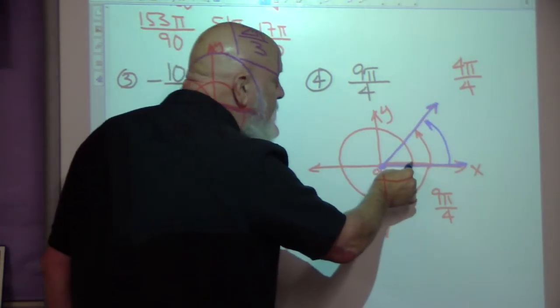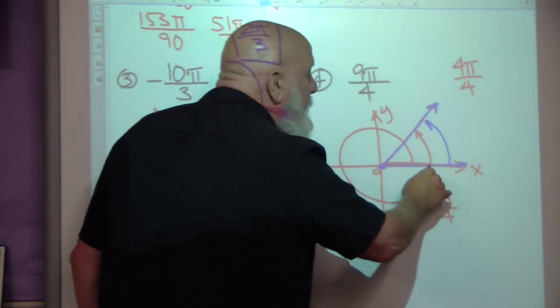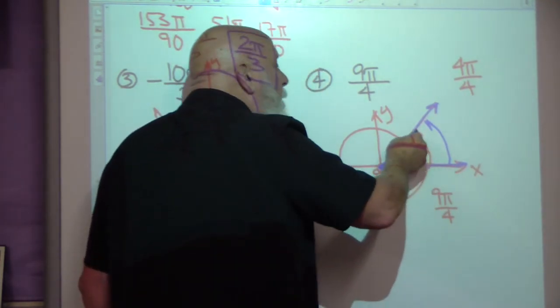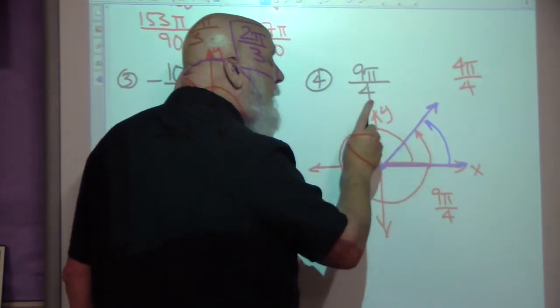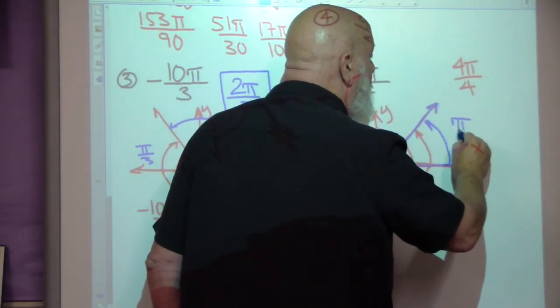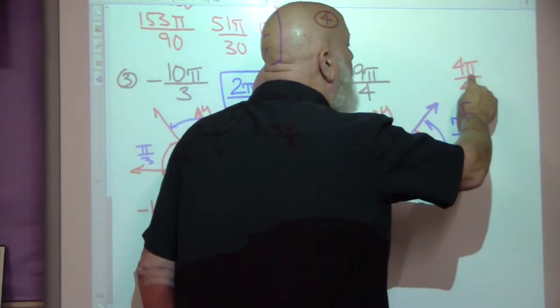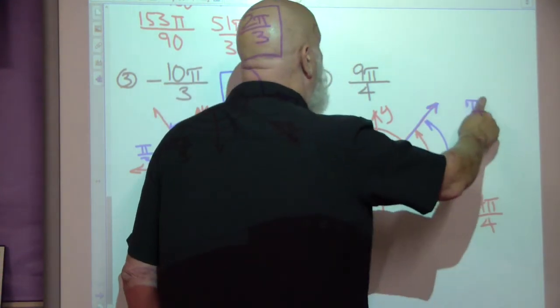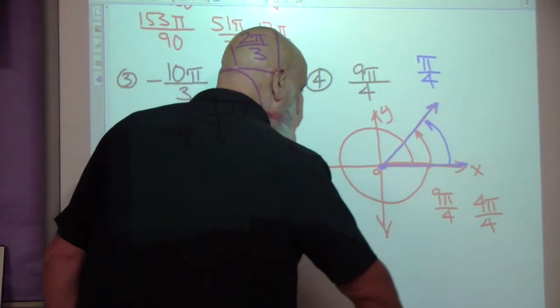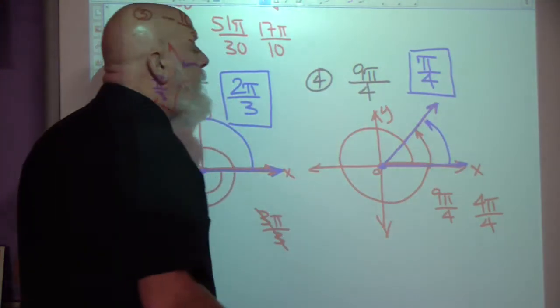And that would be, if this is 4 pi over 4, 8 pi over 4, and then 9 pi over 4, this right here is 1 pi over 4 rotation. So that's our coterminal angle, pi over 4. That'll be our answer. Pi over 4 radians is coterminal with 9 pi over 4.